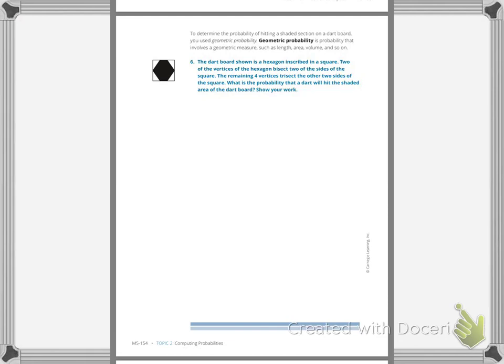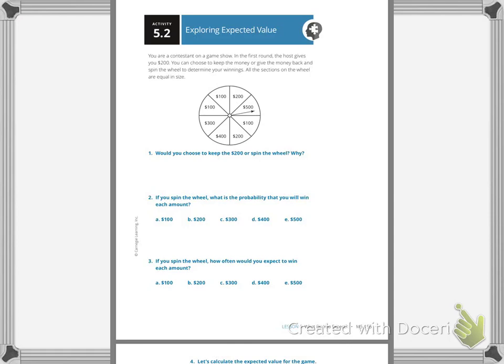Okay, so we're going to skip this one here. So as exploring expected value, you are a contestant on a game show. In the first round, the host gives you $200. You can keep the money or give the money back and spin again. All the sections on the wheel are equal in size. Would you choose to keep the 200 or spin the wheel? So decide what you would like to do. It says if you spin the wheel, what is the probability that you will win each amount?